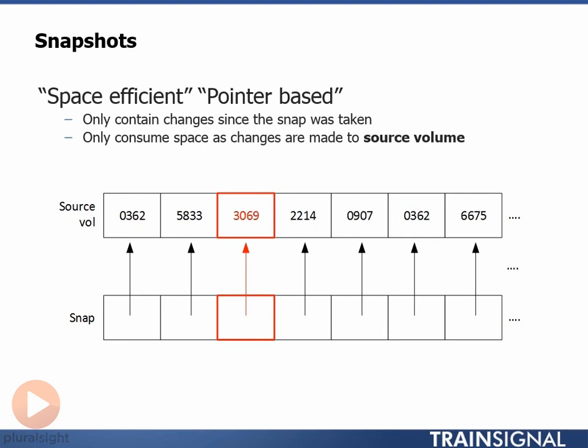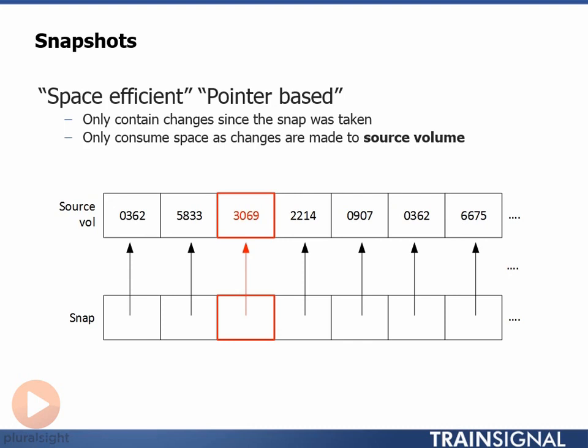But a couple of important points about pointers, and I hope you like what I did there. First of all, pointers barely consume any space at all. In fact, they're often structures held in memory on the host or the array that the snapshot's created on, so they consume way less space than the data that they point to, making them more space efficient than taking a full block for block copy of a volume.